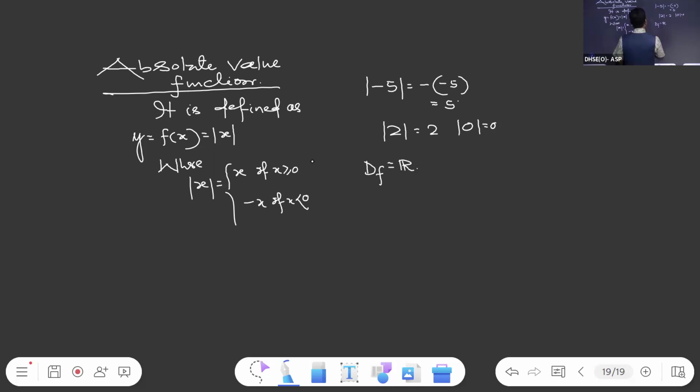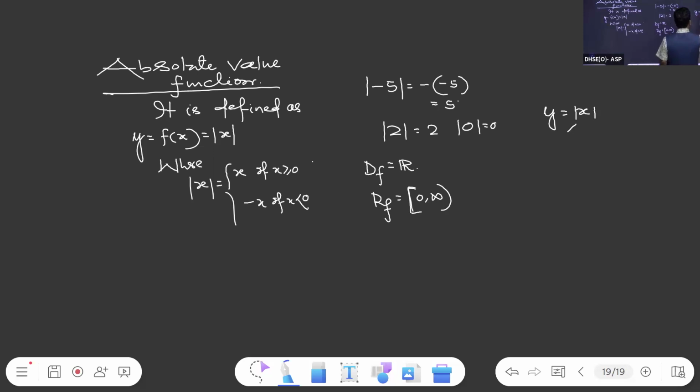That means this function is defined for all real values, and the range of the function, that means the set of functional values of the function, is equal to 0 to infinity. Absolute value can never be negative, hence its range is 0 to infinity. Then come to the graph of the absolute value function, y is equal to mod x.